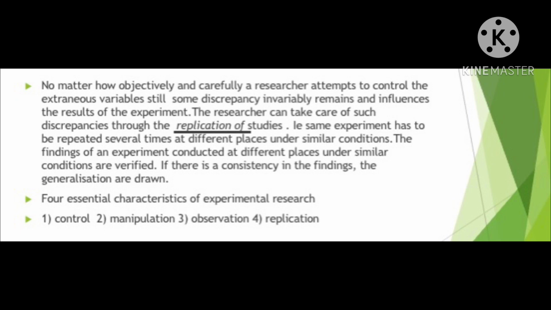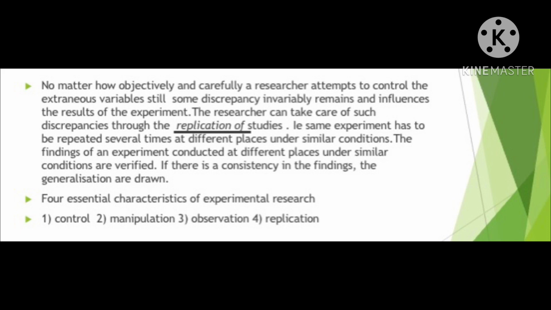The researcher can take care of such discrepancies through replication of the studies. The studies he is doing repeatedly, that is called replication of the studies. That is, the same experiment has to be repeated several times at different places under similar conditions. The findings of the experiment conducted at different places under similar conditions are verified. If there is a consistency in the findings, the generalization is drawn. If in different conditions the researcher gets the same result, then we can do the generalization. So replication is also another process in experimental research.